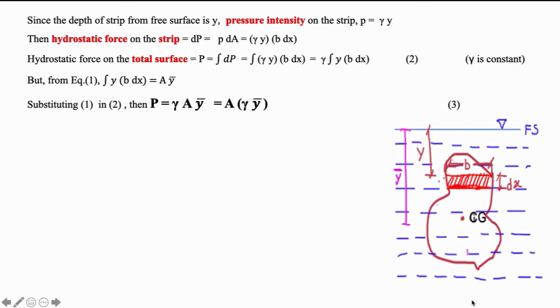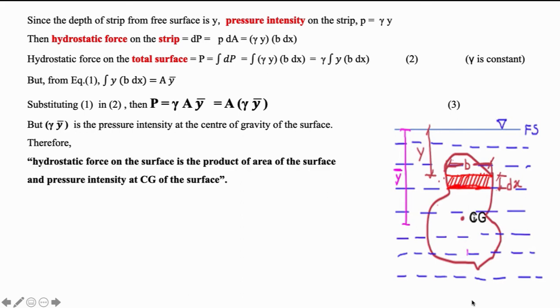Substituting 1 in 2, the total hydrostatic force on the vertical surface is P is equal to gamma into A into y bar, or A into gamma y bar. But gamma y bar is the pressure intensity at the center of gravity of the surface. Therefore, the total hydrostatic force on the complete surface is the product of the surface area and the intensity of pressure at the center of gravity of the surface.